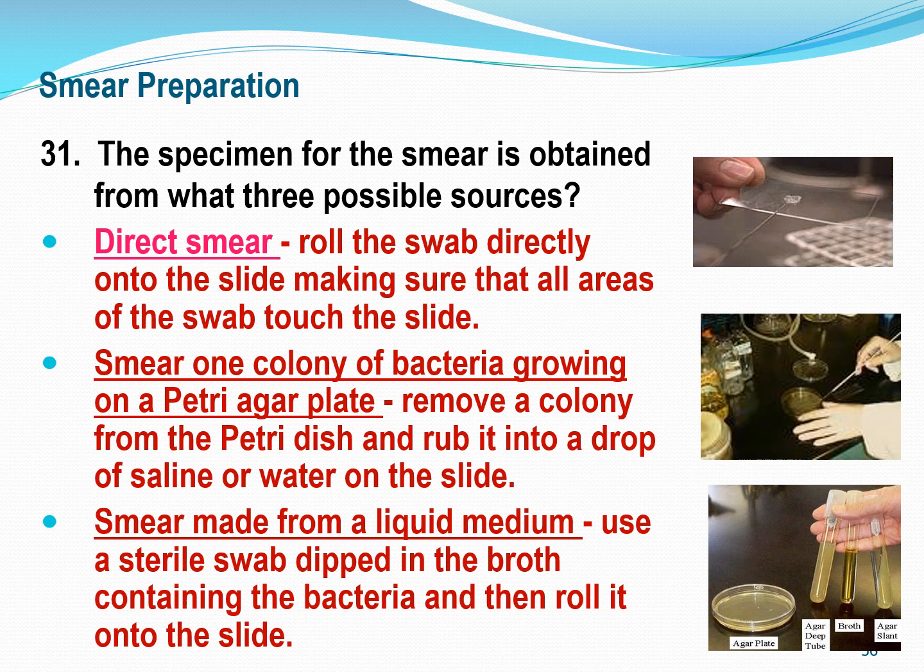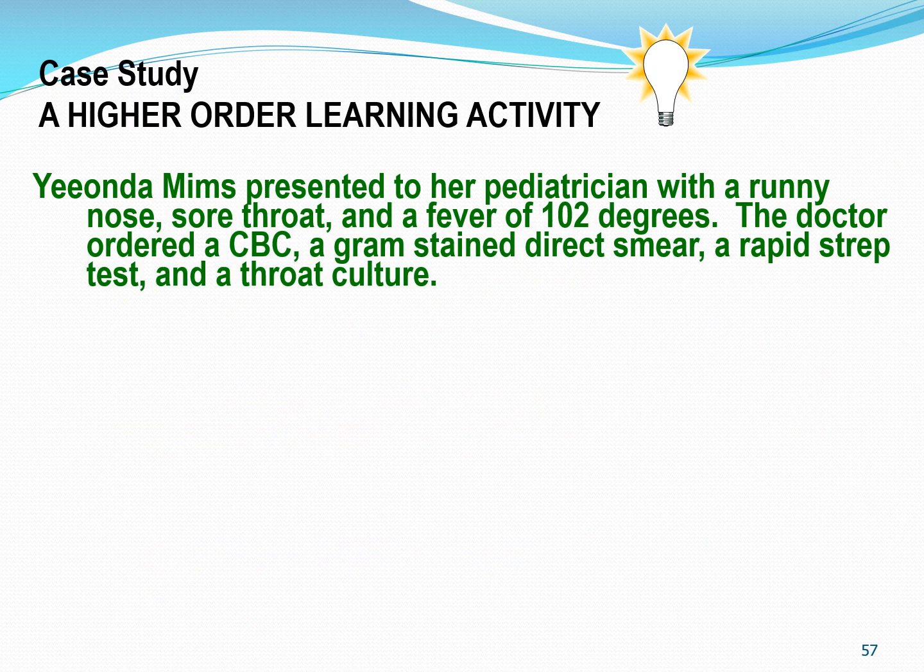Or you can use a sterile swab dipped into broth containing the bacteria and then roll it onto the slide. So those are 3 different ways that we can obtain the specimen and make a smear, okay? So here's one of our case studies. You got to pause this, read through it, and see if you're getting the correct answer.